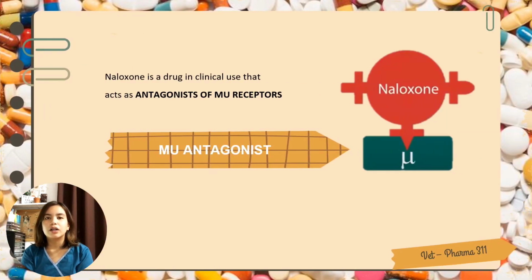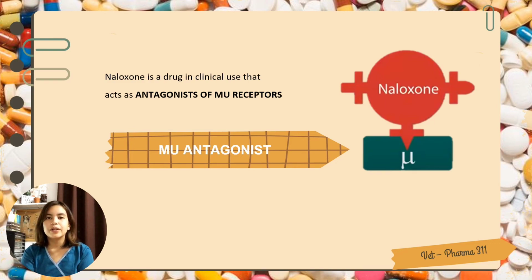Naloxone is a drug in clinical use that acts as antagonist of mu receptors. Please note the naloxone icon that makes almost a perfect match with the mu receptor. This illustrates the high affinity for the receptor.